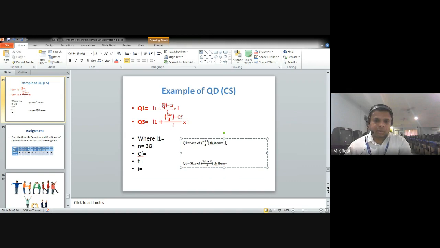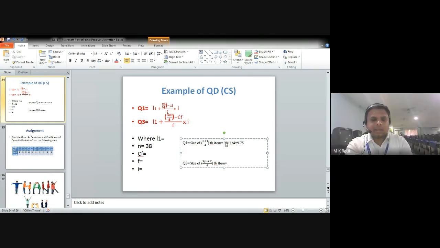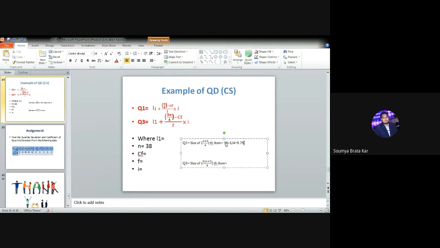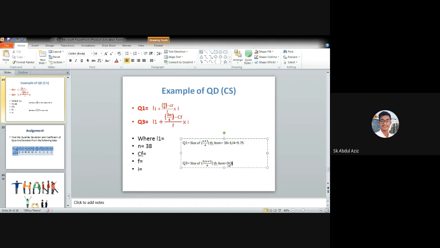Okay. So calculate the Q1 size for the interval, that is (N plus 1) divided by 4, which is 9.75. And calculate the Q3: 3 into (38 plus 1) divided by 4. That equals 29.25.